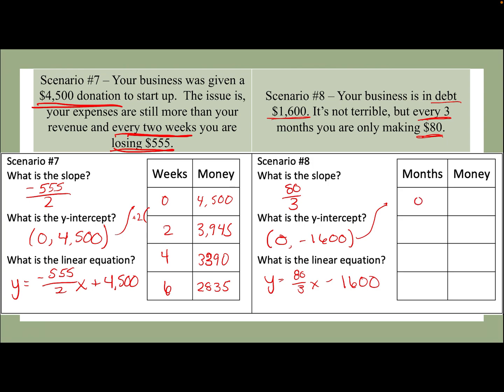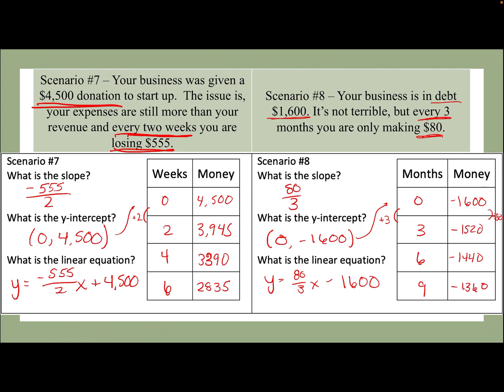Again, I start with my y-intercept, so I have 0, negative 1,600. This time I'm counting by 3's, and I'm adding by 80. So 3, 6, 9. I'm starting in the negative, so I'm going to have to add by 80. Negative 1,520, negative 1,440. Negative 1,440 plus 80 equals negative 1,360.